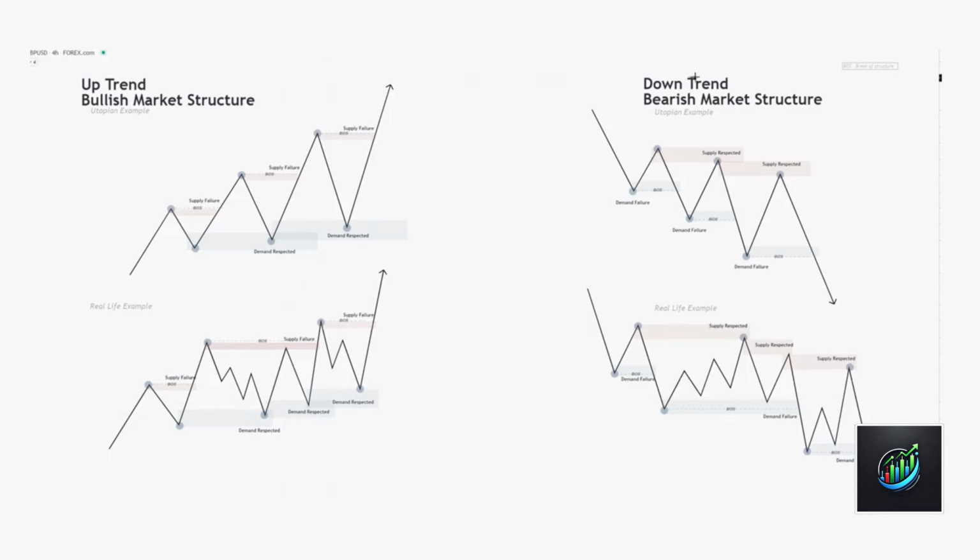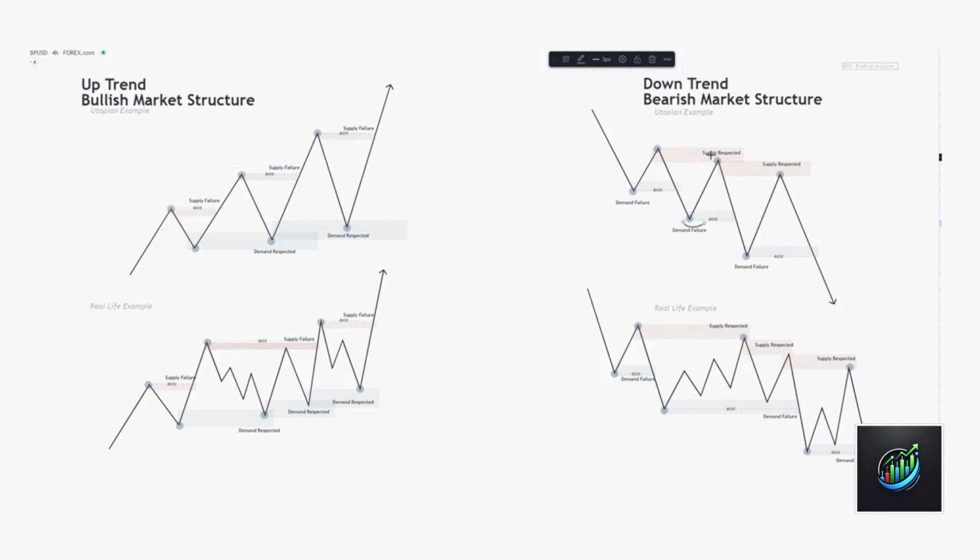And now, on the flip side, we'll discuss the downtrend or bearish market structure. What we can see when we're looking at the bearish market structure is the price creates a lower low. Price then retraces, creating a lower high. The process that creates the lower low creates a demand zone. And when price moves to the downside, breaking the previous lower low, which causes demand to fail, it creates a new supply zone.